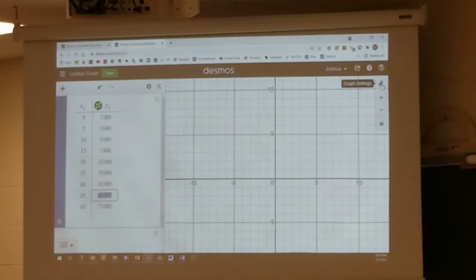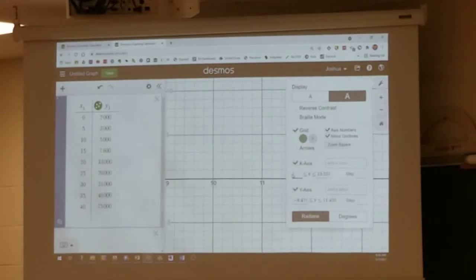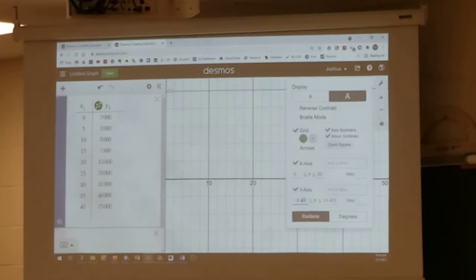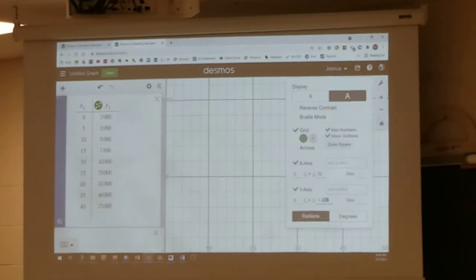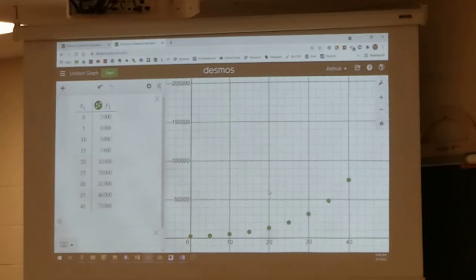As we've done at other times, if you hit this little wrench up here in the corner, you can change the window. This is actually important, but all you've got to do is make your X values match the years. So I'm changing the X axis to maybe 0 through 50. I don't have to stop right at 40. I can go a little bit beyond. And then make your Y axis go 0 through, well, I don't need to stop at 75,000. In fact, I know a little something. I'm going to go up to 200,000 so that we can see something.